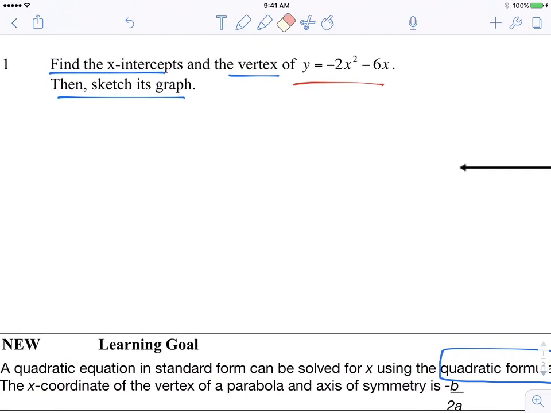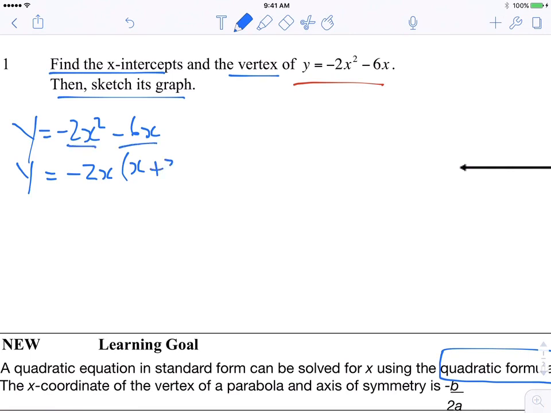I want to first take you here to rewrite the equation, and we're going to factor standard form in order to get the x-intercepts, because we know that factoring standard form gets us a root form, and the roots are the x-intercepts. So the first thing we want to do is take out the greatest common factor. In this case, it's negative 2x. Negative 2x times x represents negative 2x squared, and negative 2x times a positive 3 will get us negative 6x.